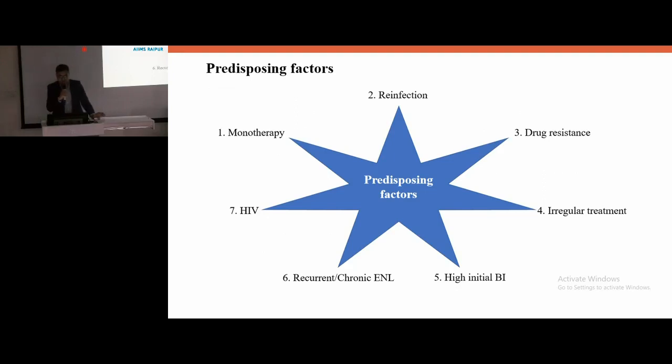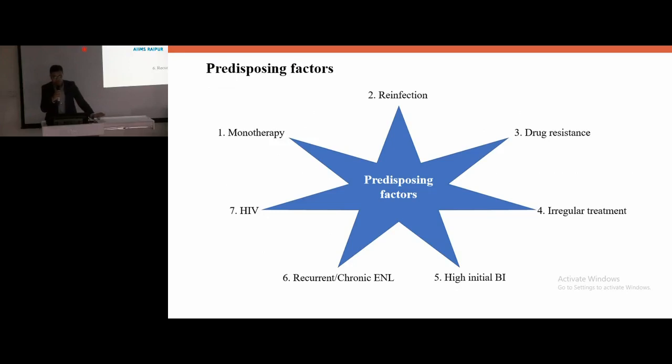Reinfection: it is very difficult to differentiate whether it is a relapse or reinfection, because we do not have advanced molecular studies available which differentiate what was the strain of M. lepra at the time of initial infection and now. So it is difficult, but if there is an active MB case in the family, continuous re-exposure or reinfection from that person may give rise to relapse.